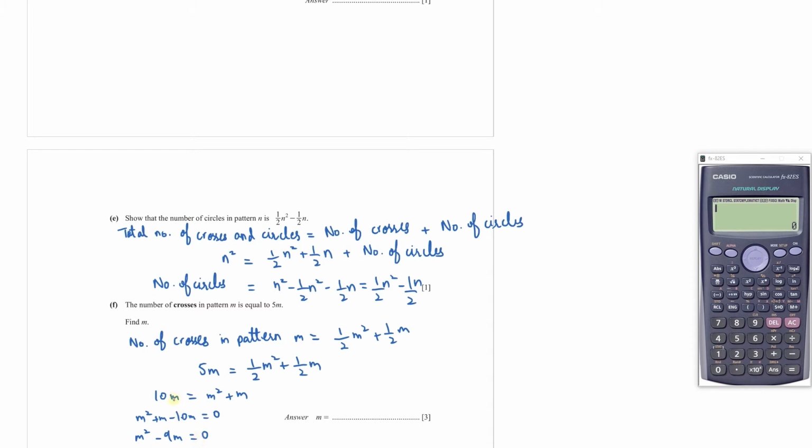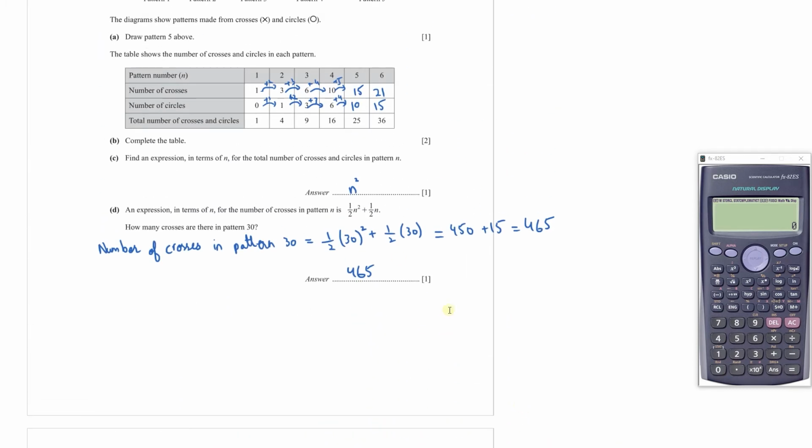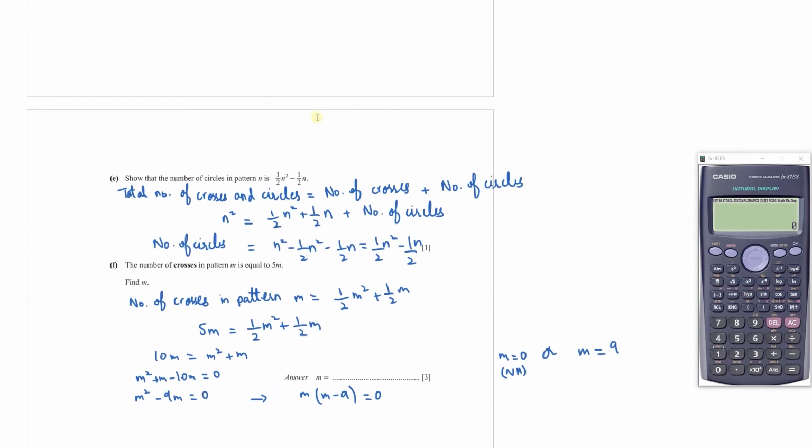And then I can take m common. So I will get m times (m minus 9) equals 0. So that means m equals 0 or m equals 9. m equals 0 is not applicable because your pattern number will start from 1. There's no pattern number 0 here. So your answer here is that the value of m is 9. You always start with the first pattern, the second pattern. There is no 0th pattern, so m cannot be 0. So the value of m is 9 here.